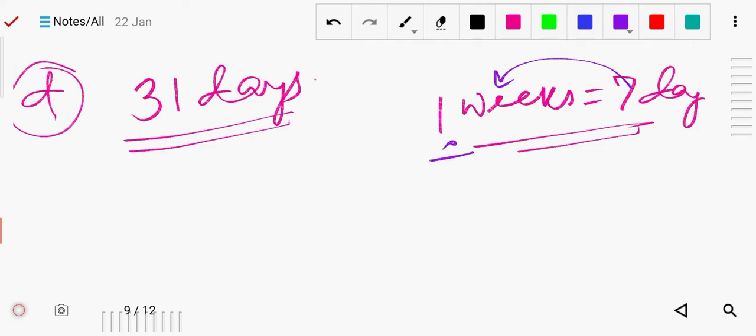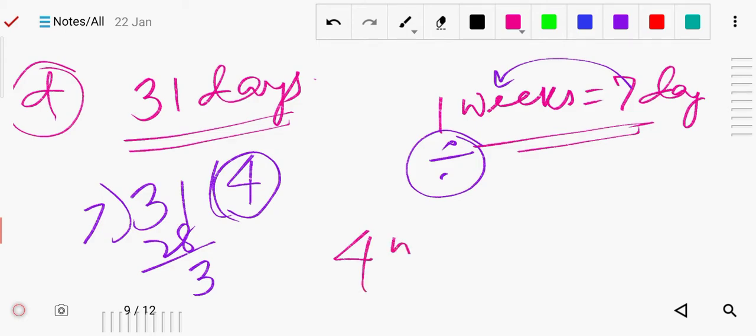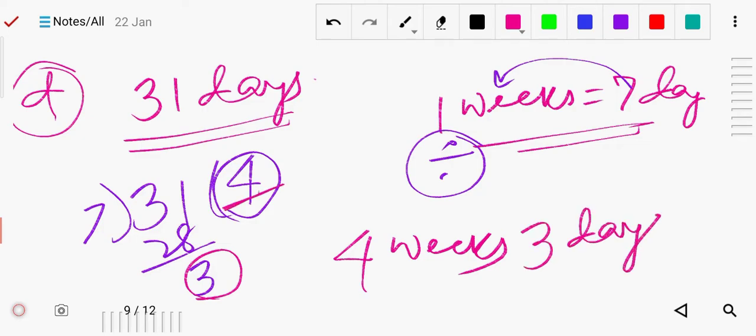So again you can see we are going days to weeks, which means lowest to highest, so what we have to do is divide. In the last question we were multiplying because we were going from highest to lowest, but here lowest to highest, which means we have to divide. So we divide 31 by 7. How many times? 4 times, so it will be 28. So the remainder will be 3. This quotient 4 is your weeks, and this remainder 3 is your days. So your answer is 4 weeks and 3 days.